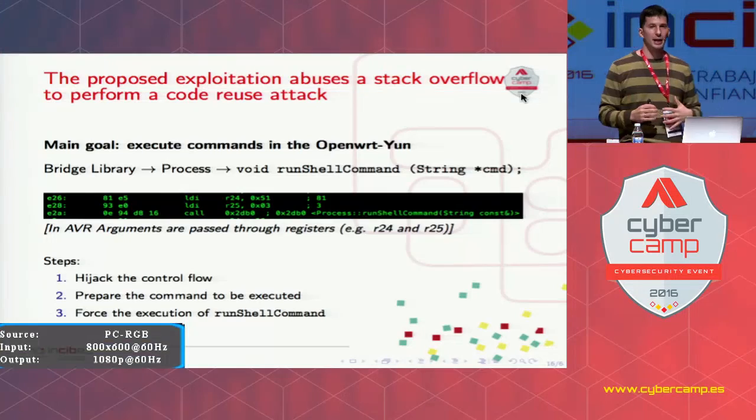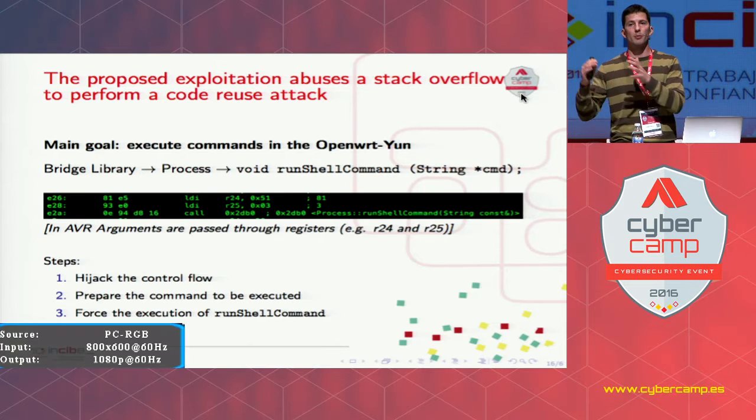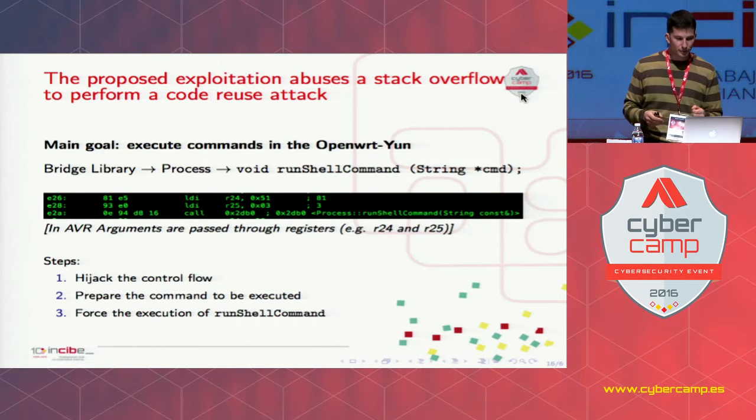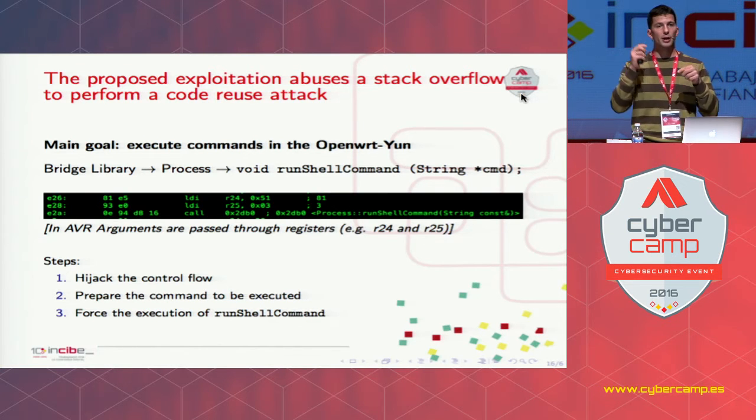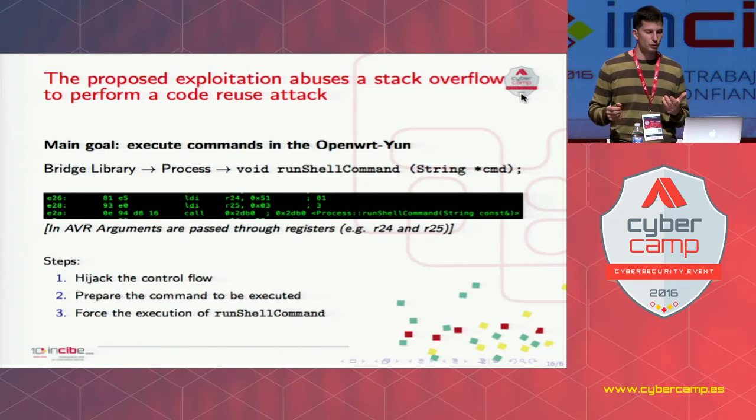Well, the main objective: execute a command in OpenWRT. The function receives a pointer to the command that you want to execute.